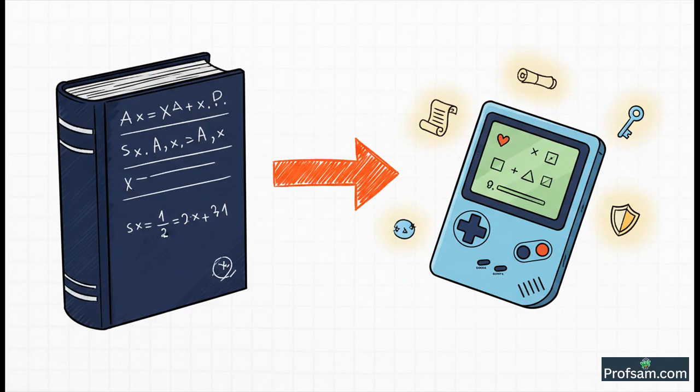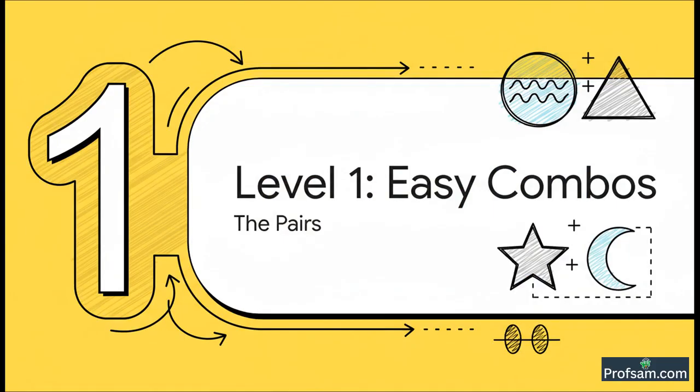You see, every property we're going to learn today is like a special cheat code. Once you know which code to use and when, any problem becomes super easy. Okay, let's jump right in. Welcome to Level 1. This is our first and, honestly, our easiest move. I like to call it the easy combo. It's all about spotting simple pairs.